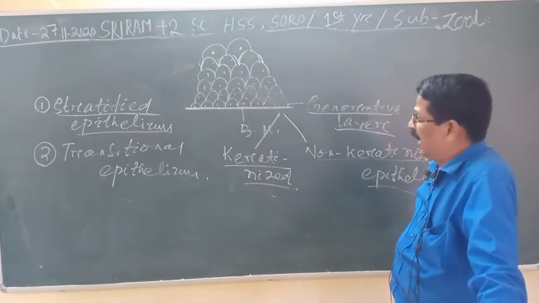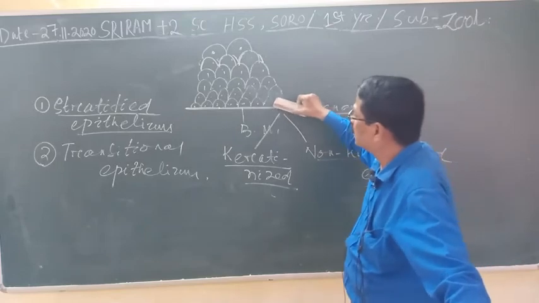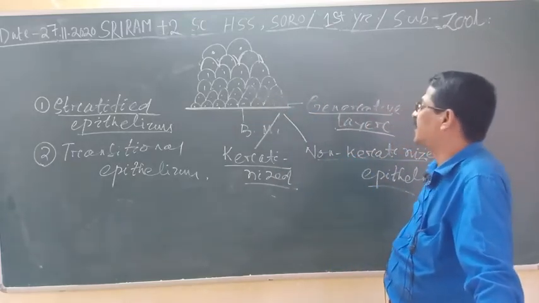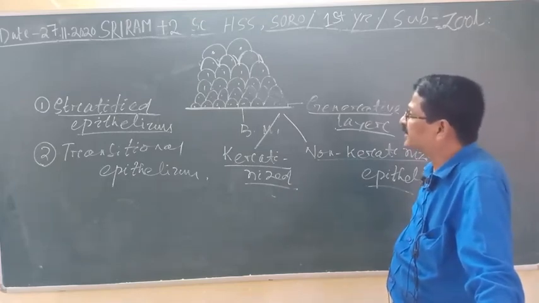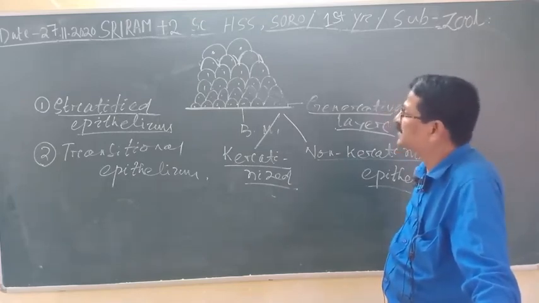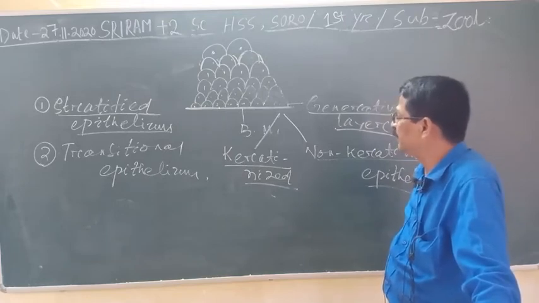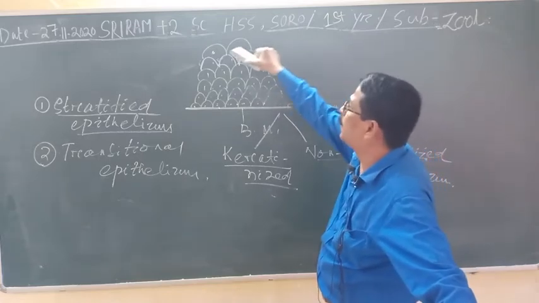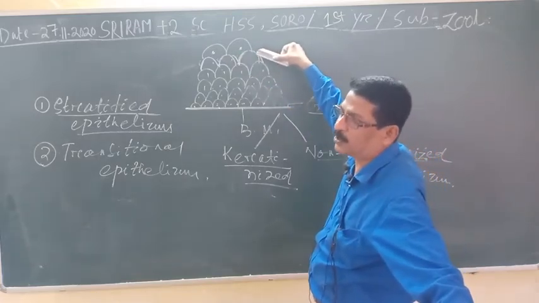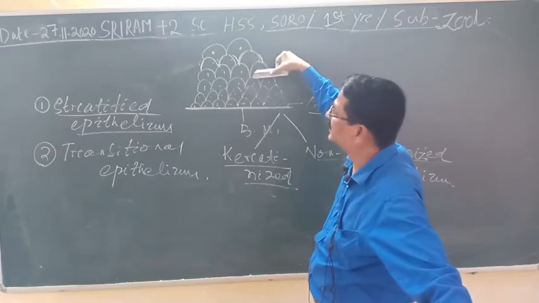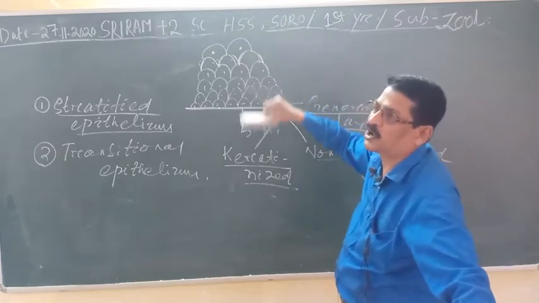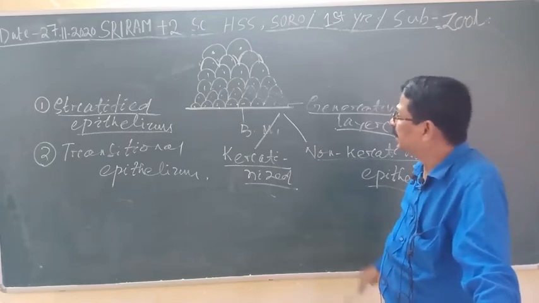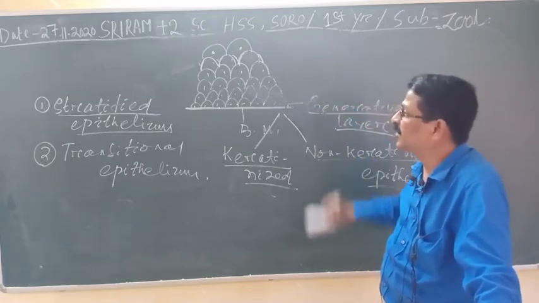Clear? And the innermost layer, present just above the basement membrane, is called the generative layer. It contains generative cells which have the capacity to divide repeatedly, by which new cells move upward and fulfill the gap, or maintain the thickness of that organ. Clear?